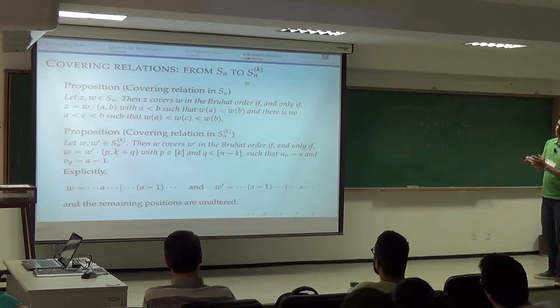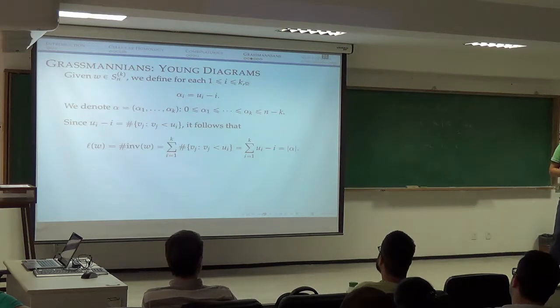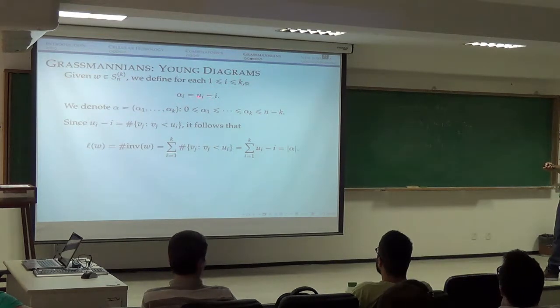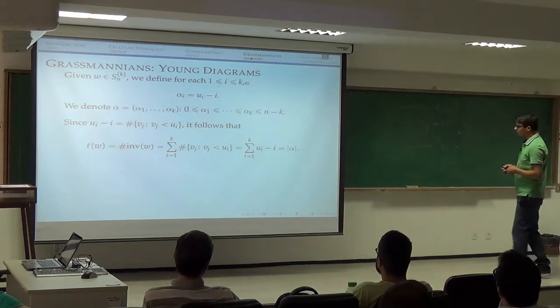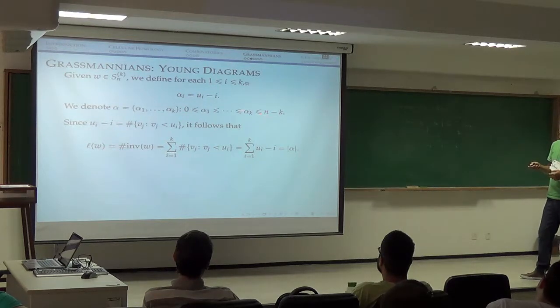So if I am interested in understanding the inversions of W, we define now the Young diagrams. This is a very interesting combinatorial tool to parameterize and understand the set of inversions. We start with a Grassmannian permutation, and for each of the first K positions we take the difference between the entry u_i minus i. The first result is that we get an increasing sequence alpha 1 to alpha k, greater than or equal to 0, and the last one is less than or equal to n minus k. And since this is true, we can compute the length of W by summing these alpha i's.